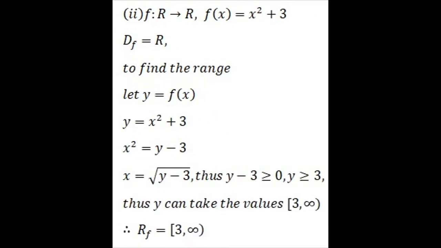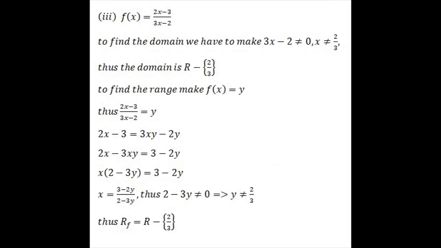In example 2, f is a function from real numbers to real numbers. f of x equals x square plus 3. Here there is no denominator and nothing under the square root, so the domain can be any real number. Now to find the range, let us assume as usual y equals f of x. So y equals x square plus 3, x square equals y minus 3, x equals root of y minus 3. So y minus 3 should be greater than or equal to 0. That means y is greater than or equal to 3. So y can take the values from 3 to infinity. 3 is included because y minus 3 is not in the denominator. So the range of the function is 3 comma infinity, 3 closed, infinity never closed.